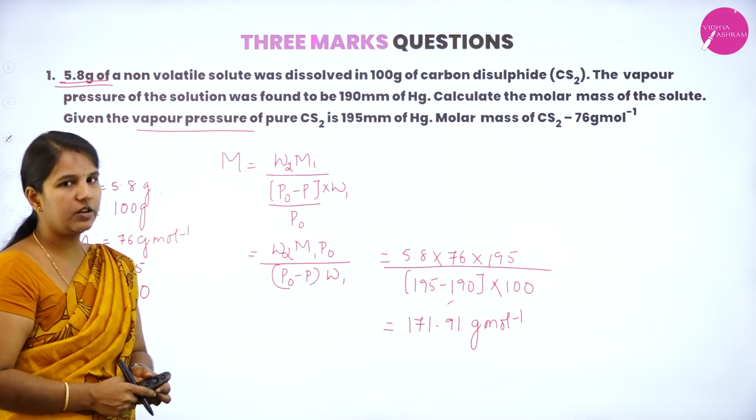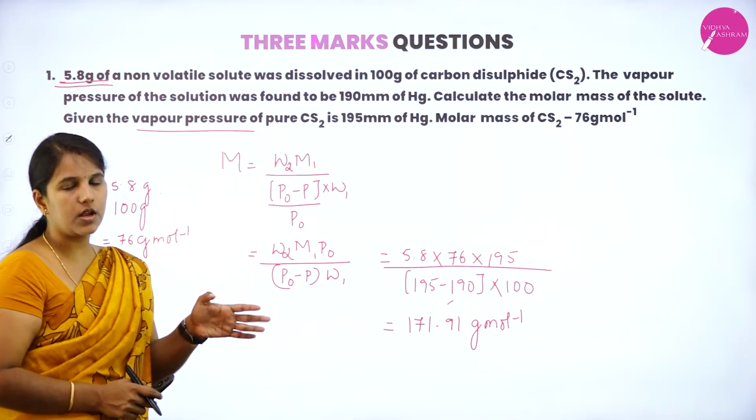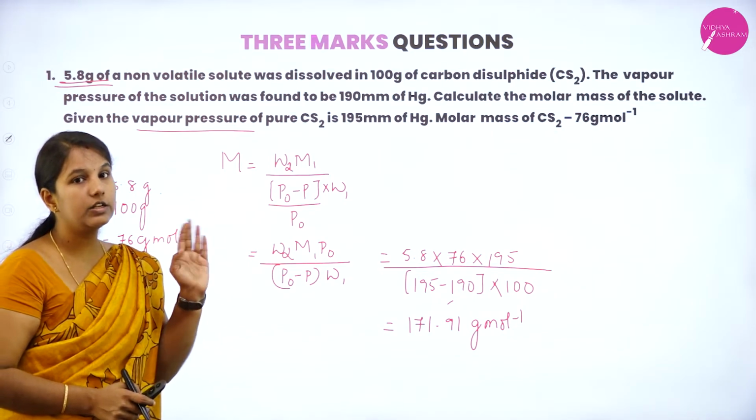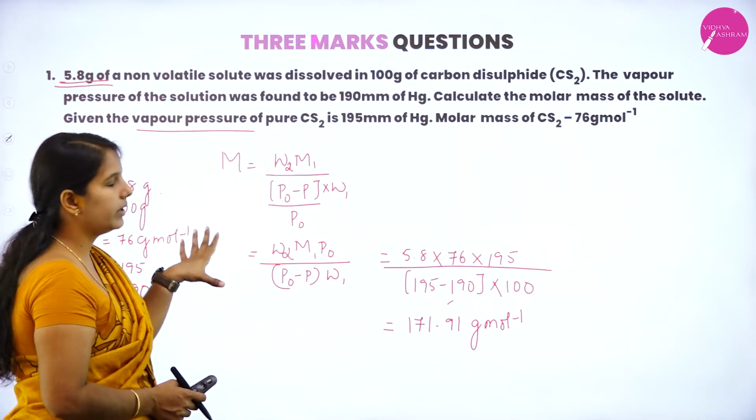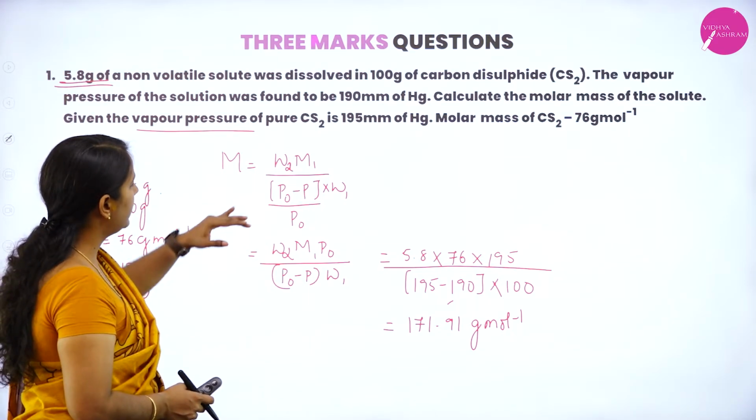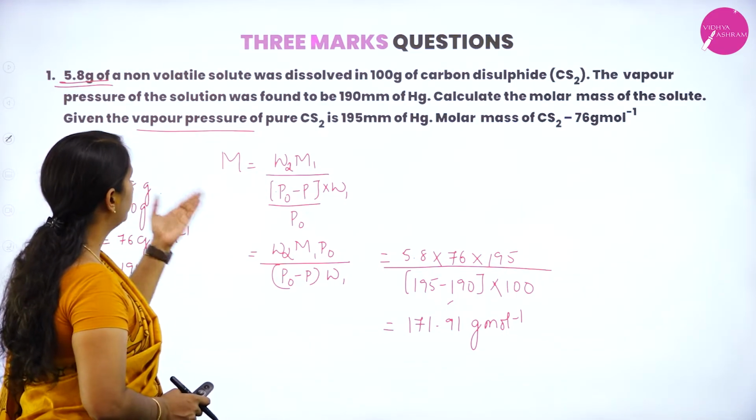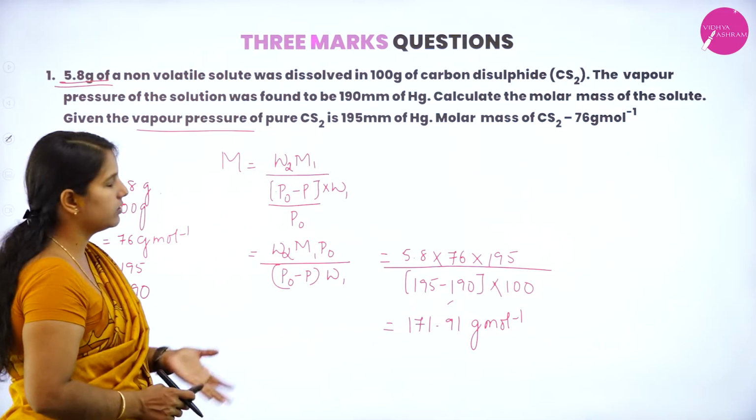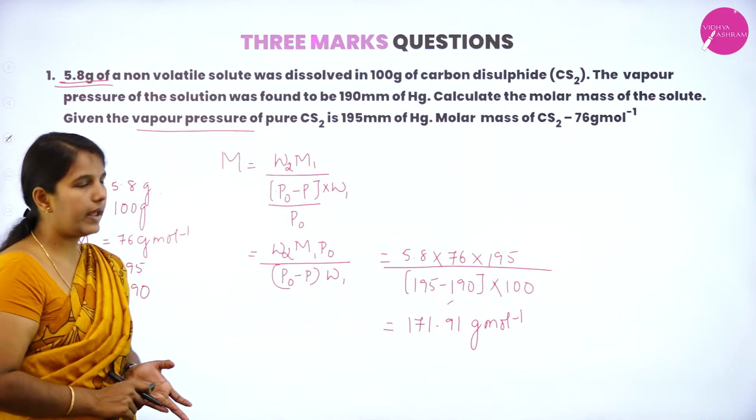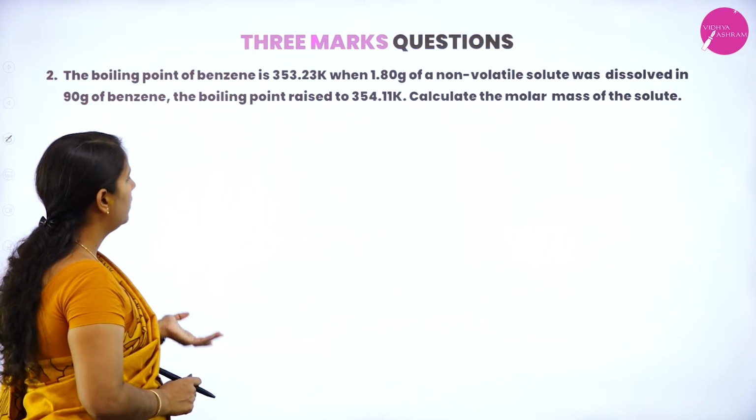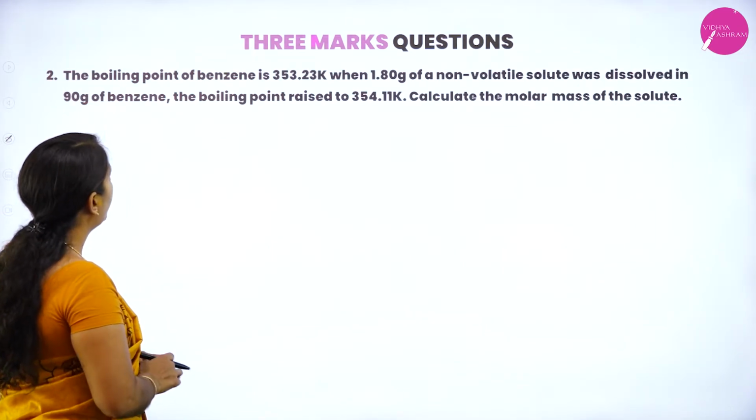This is how we can solve simple numericals and get 3 marks from colligative properties, especially from relative lowering of vapor pressure. If they ask you to write about relative lowering of vapor pressure, this kind of numerical can be asked. Remember, they will give the pure vapor pressure, then the vapor pressure of the solution, and also the W2 and W1 values along with the M value. Next, the boiling point of benzene.